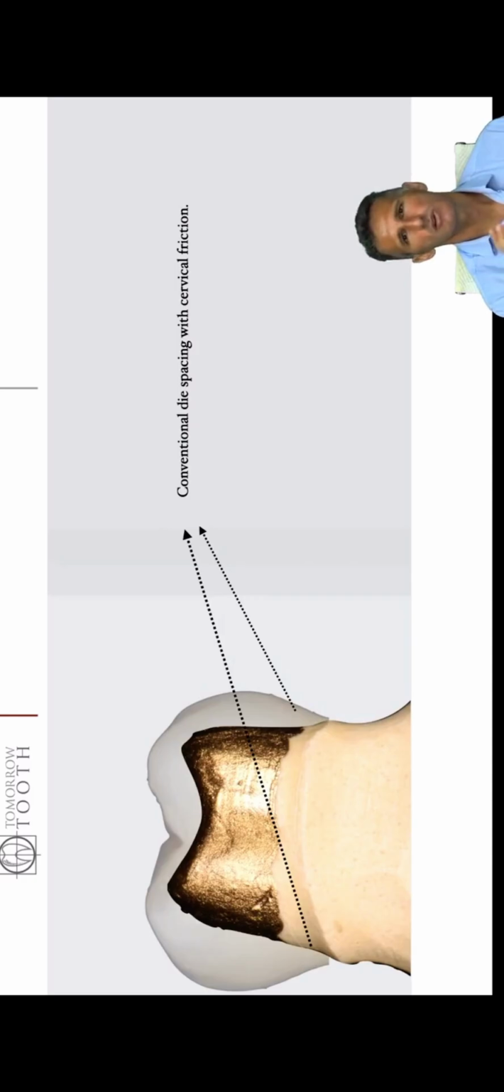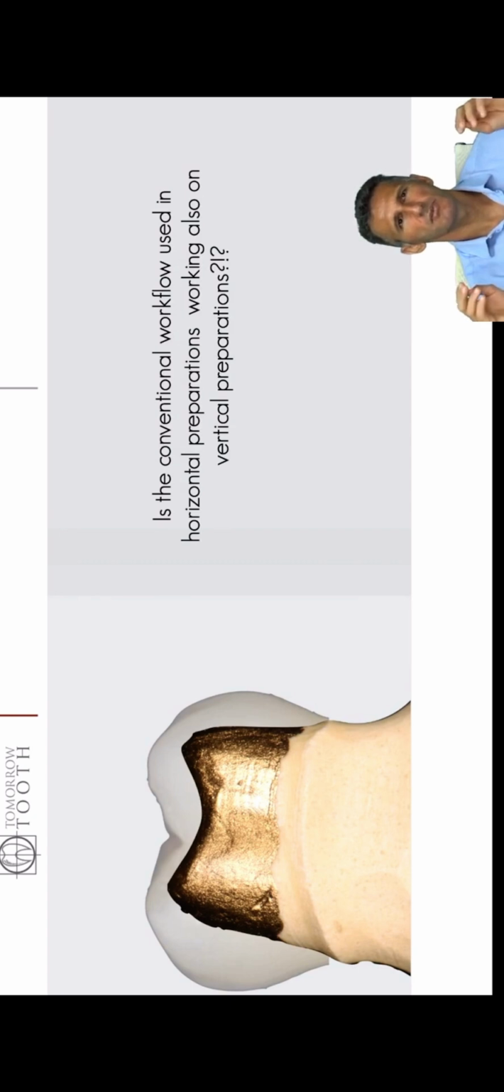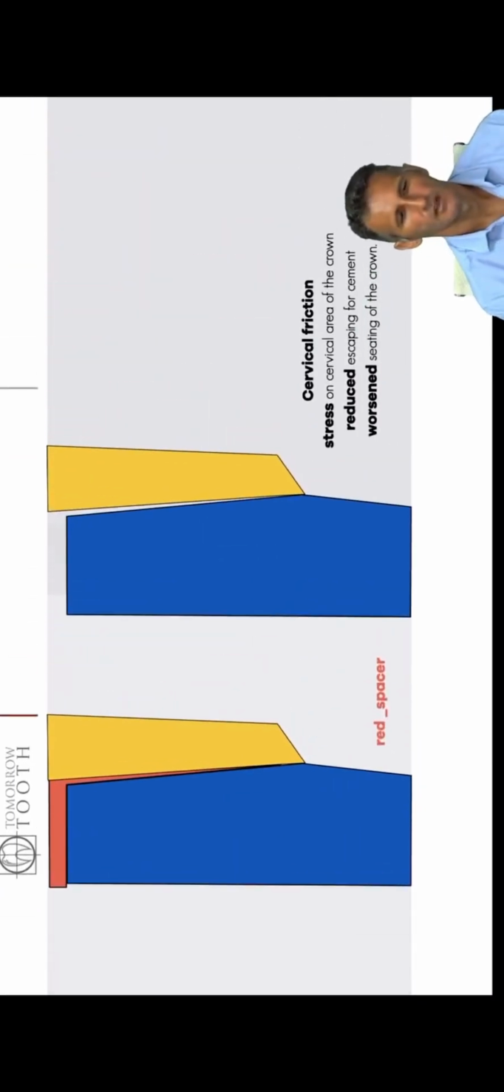This is something that works perfectly with horizontal preparation, this sort of approach, because they have a horizontal stop. Let's see this. So the problem is, because all the world is moving in a horizontal way, most people use the same concept of dental lab of horizontal preparation on vertical preparations. So this is what happens when you place the normal die spacing technique.